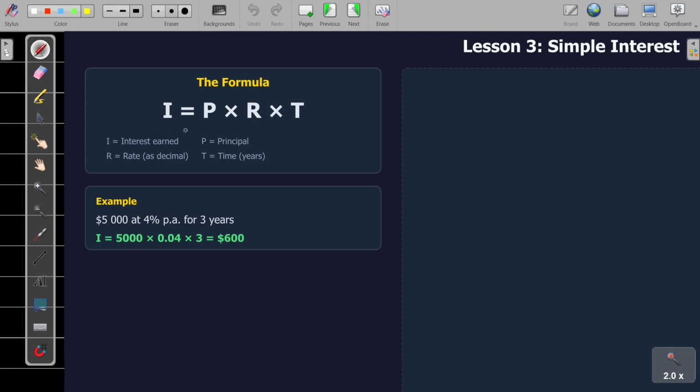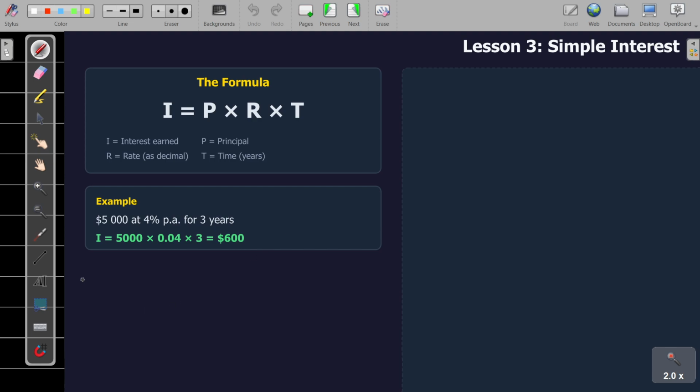So I, the interest here, is the actual dollar amount of extra money earned or charged. P, principal, is the starting amount. This is the starting money that you invested or borrowed. The R is the rate, the percentage. Because the formula has a 100 at the bottom, you just plug the raw number in there. You don't actually need to convert the percentage to a decimal first. T, which is time, is the duration of the loan or investment.